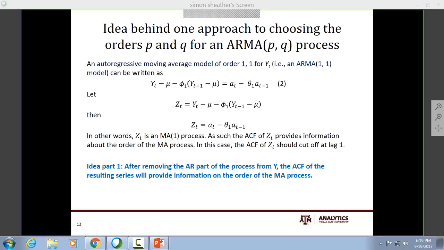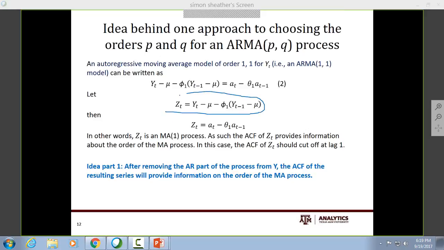So, one approach to choosing the process. Now, we're going to think in the ideal world here. We're just going to assume that we know things that we don't in practice, and then we're going to figure out what to do when we don't know them. So let's imagine that we know, or we suspect, it is ARMA(1,1). So the AR order is 1, the MA order is 1. Then we're going to write the left-hand side of this equation as Z of T.